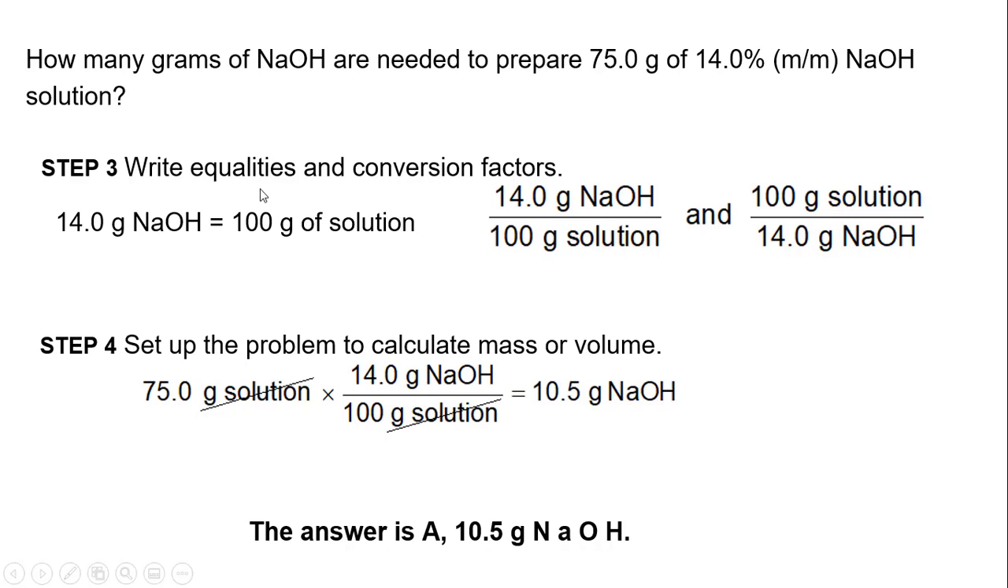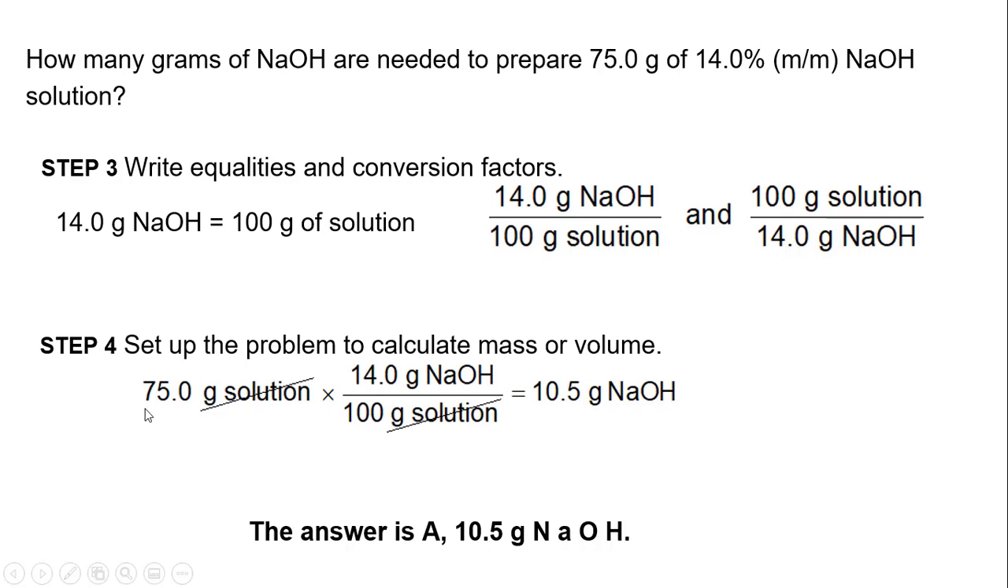Okay, so let's see the equalities and conversions. We have 14 grams of sodium hydroxide over 100 grams of solution. How did we get that? By changing the percent. 14 is the solute, so that's 14 grams of solute over 100 grams of solution. So this is asking for how many grams to make a solution of this amount with this concentration. So I'll go over it again.